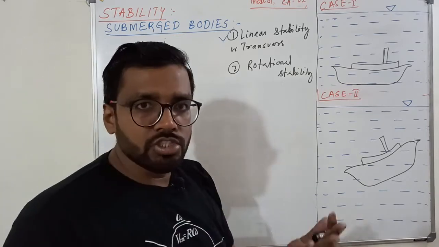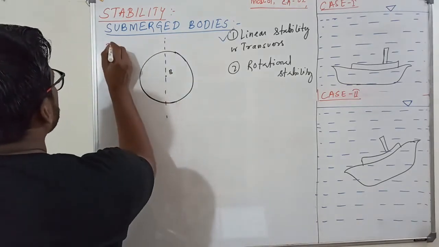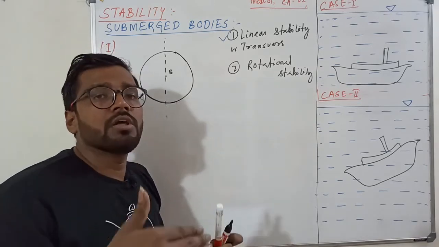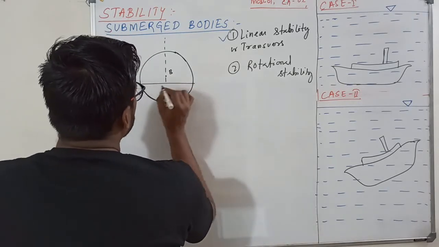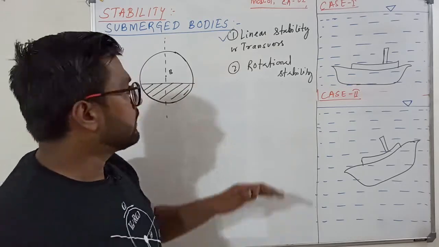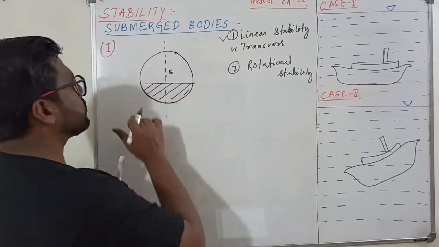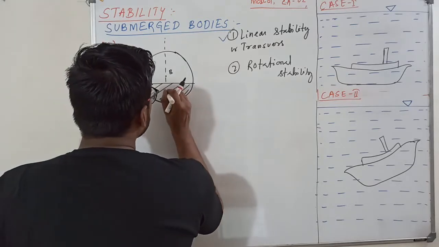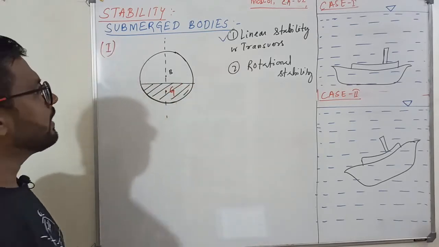Now let us assume this is my case 1. Let us assume that maximum weight is on the downward side. This is some geometrical figure where maximum weight is concentrated on the downward side. So where will be CG? CG will be in the down only. Very good.